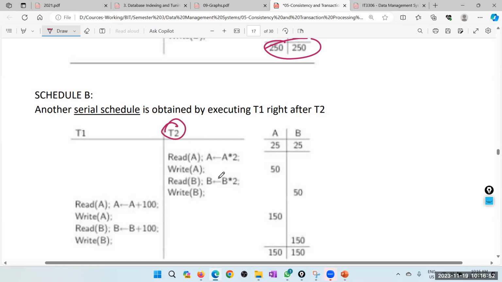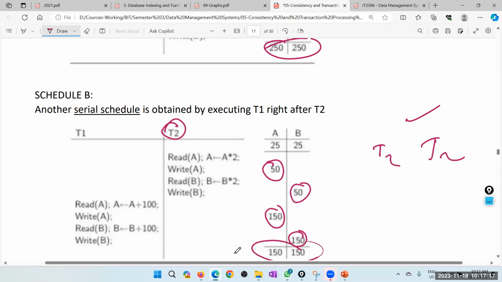That is, transaction 2 will multiply each balance by 2. So therefore, this balance is 50. This balance is also 50. Now we are doing transaction 1. We are adding 100. 50 plus 100 is 150. 50 plus 100 is 150. So the final result is, this is the T2 followed by T1 schedule. This is also a valid serial schedule, and the end result is 150 and 150.